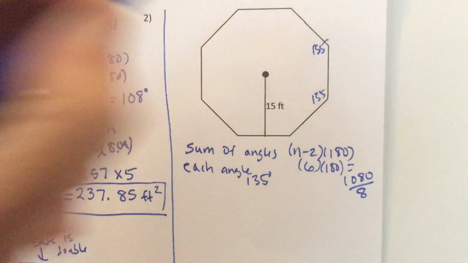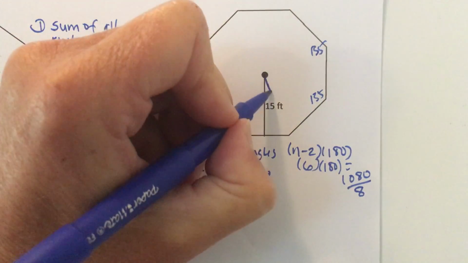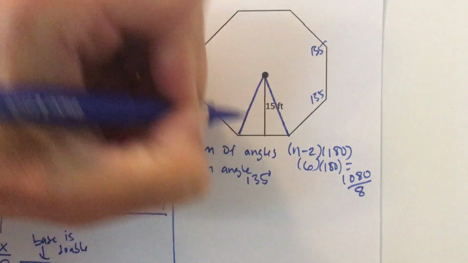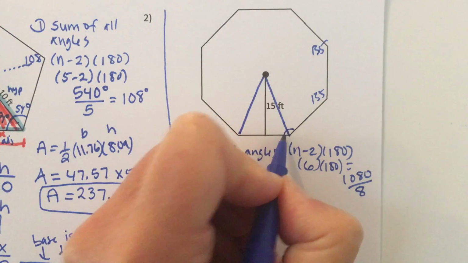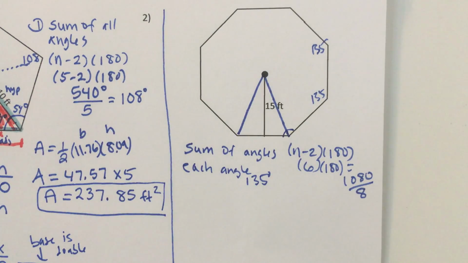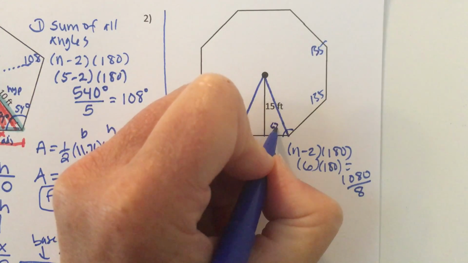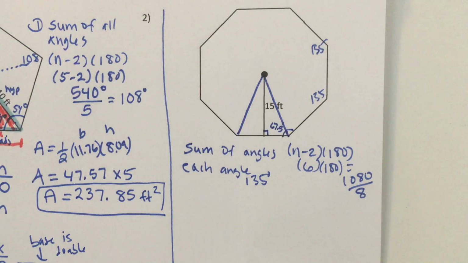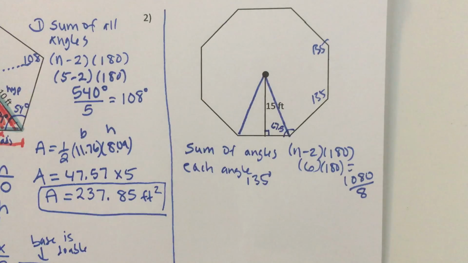But be careful. What we need is a triangle. So we're going to go like this, and we're going to go like this. And of course, when you draw that blue line, it cuts this angle right here in half. So if that angle was 135, half of that is 67.5. So the angle we're needing right here, if you can't see that, is 67.5.